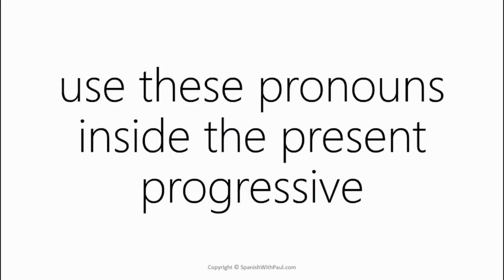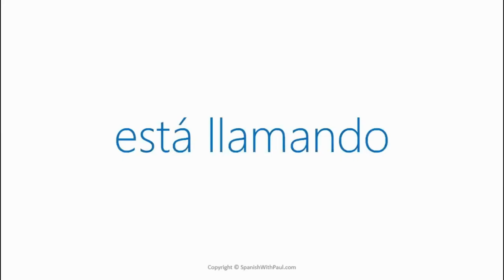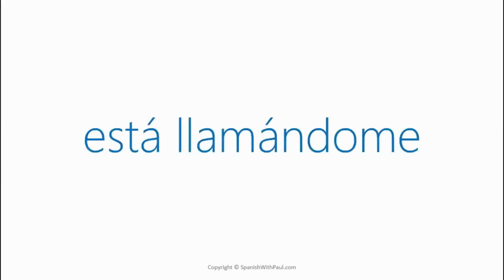Now what I'd like to do is use these same pronouns, but this time inside of the present progressive. For example, how would you say she's calling? Está llamando. Now say she's calling me. Está llamándome. As you can see, the pronoun has switched from lo to me, but everything, the structure, remained the same. I simply tagged on the pronoun to the end, and I retained that same sound from está llamando to está llamándome.